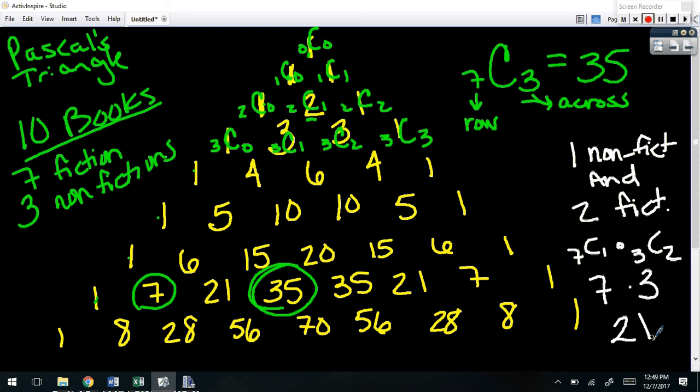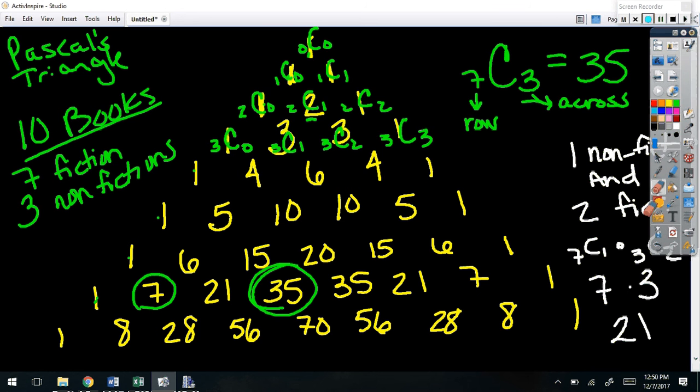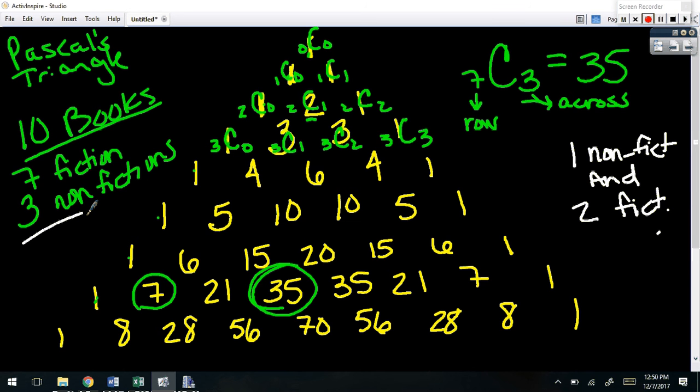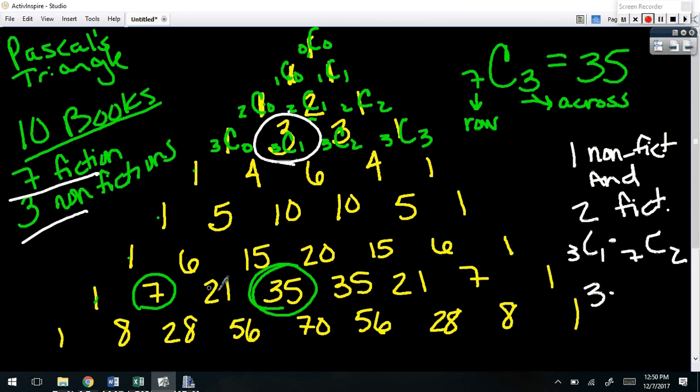Where's everybody getting 63? The triangle. I did 2 nonfiction and 1 fiction. You did what? Oh, I see. 63. Wait, no, I didn't. Did I do it wrong? That's 63. Shame on you. I was trying to keep up with you. 1 nonfiction, so I got 3 choose 1. So down 3. Times 2 fiction, so 7 choose 2. So 3 choose 1 is 3. 7 choose 2, you are correct.